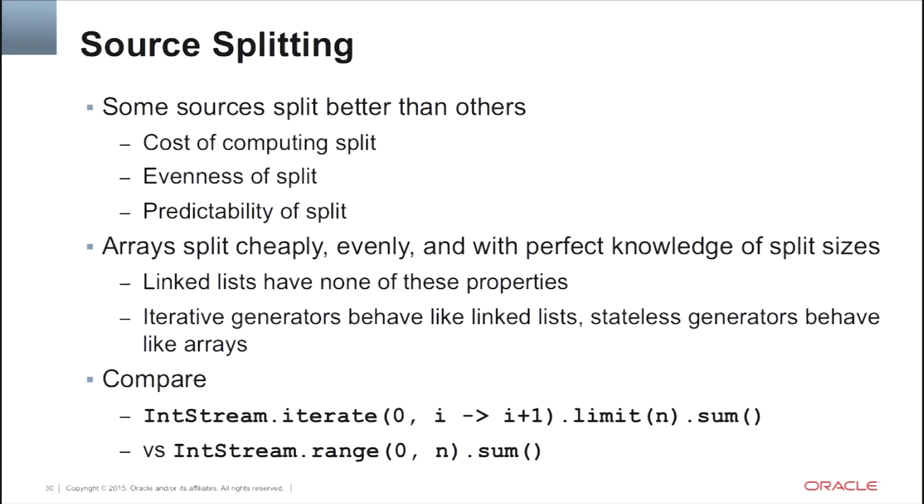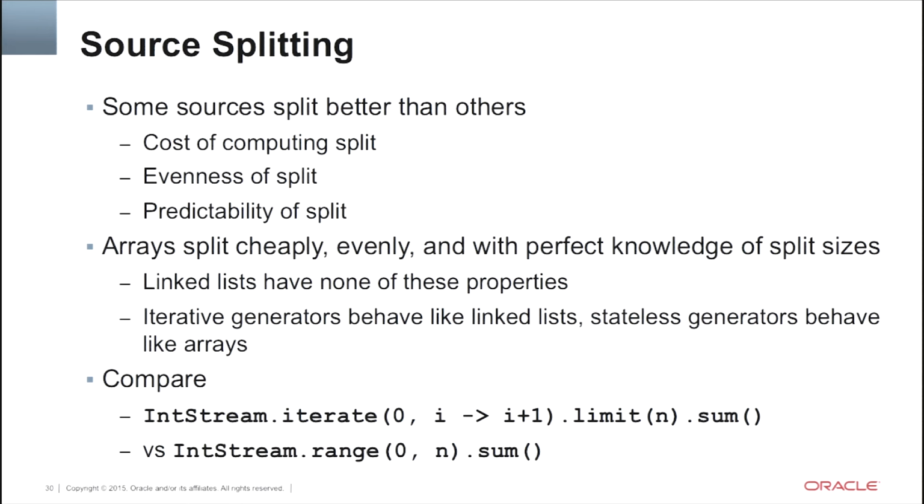Some sources split better than others. When I say better, it might be cheaper to do the split. Splitting an array is really easy. Find the midpoint, compute that index. Low plus high over 2, easy. A better split is one that's more even. A better split is one that's more predictable. So if I have an array, this splits cheaply, it splits evenly, and I know perfectly what the sizes of my chunks are. A linked list is the worst thing, right?